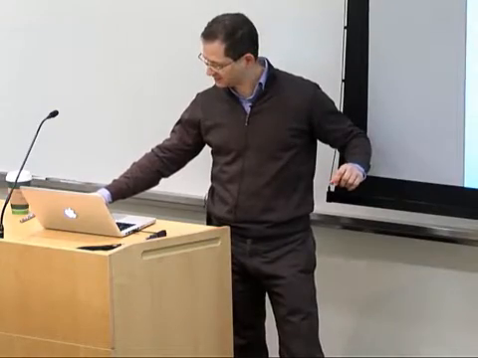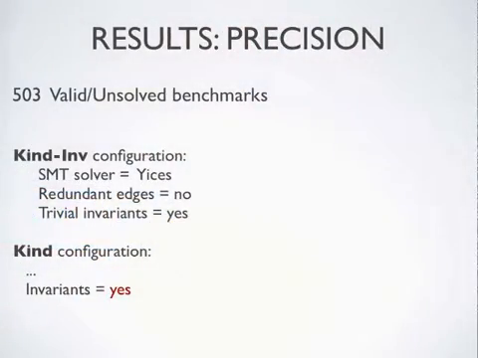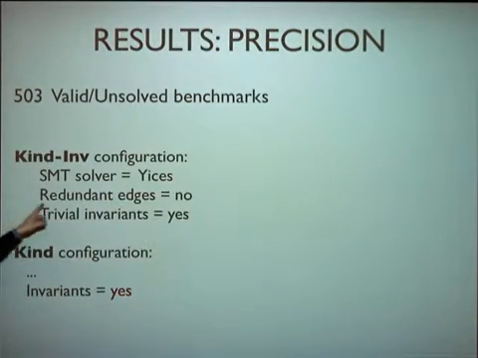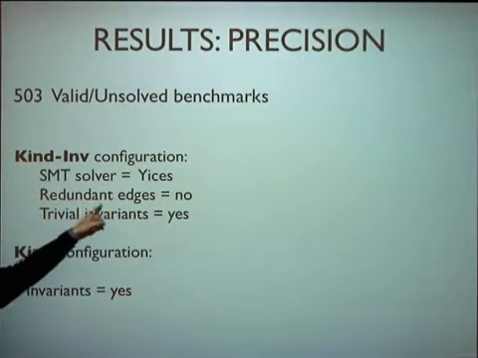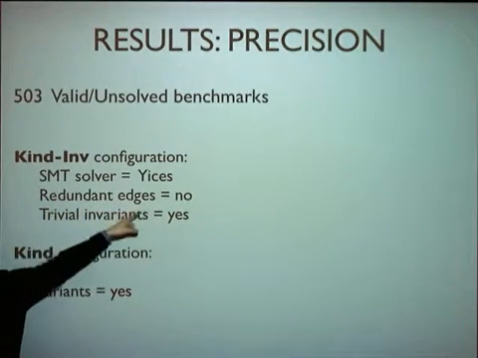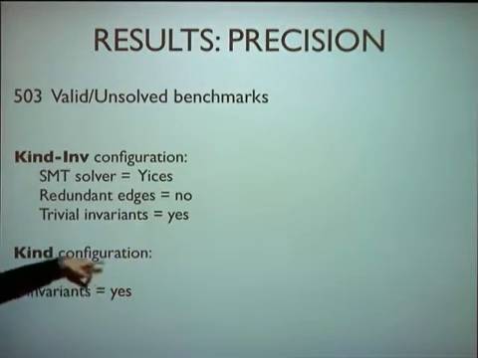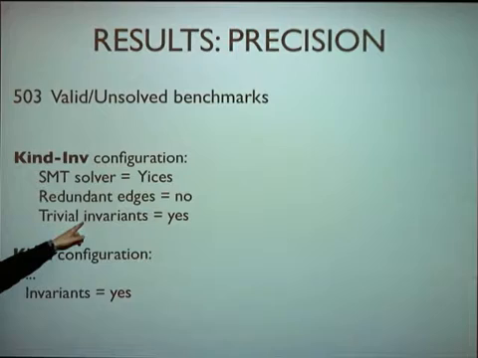Did you try to measure if the invariants are useful or not? Usually it's a bunch of invariants, I guess. Do you have an idea? No, we haven't done any of these studies yet. What I can tell you, however, is that we have these settings where you can eliminate the trivial invariants and the redundant edges. Here, we are using the strong version of our invariant generation algorithm that tries to minimize the number of redundant edges, but we don't care about eliminating trivial invariants.